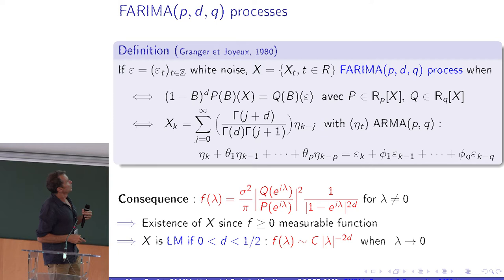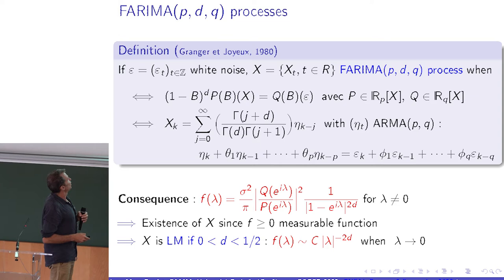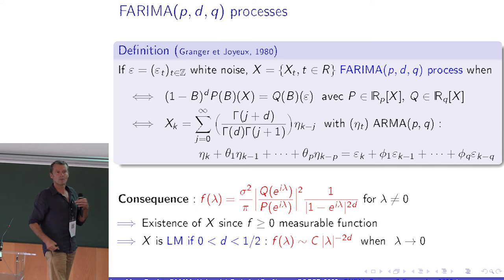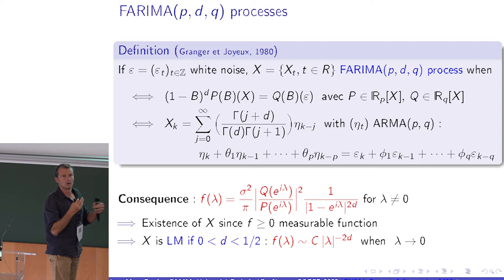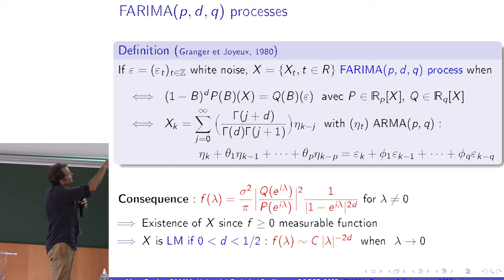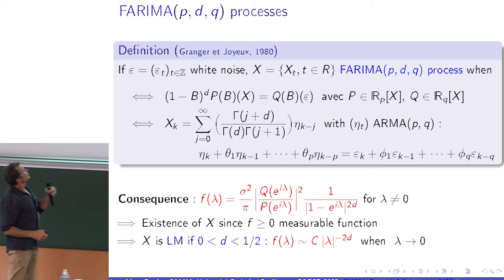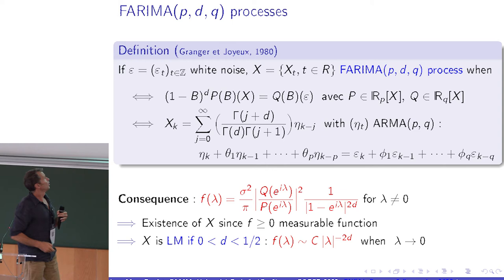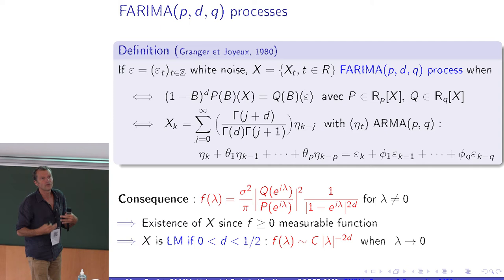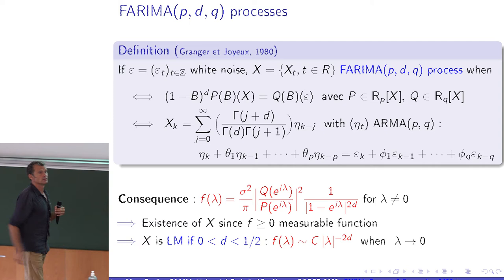This is a usual definition, but perhaps for those who have never seen something like this, I'm giving here a definition using gamma functions. So X_k, the process we consider, which is a long memory process, is defined as a linear process of eta, and eta follows such an equation here. For instance, if you consider that p and q are equal to zero, you could replace eta by epsilon, and you obtain the simplest FARIMA process, which is a FARIMA(0,d,0), and you have the equation here.